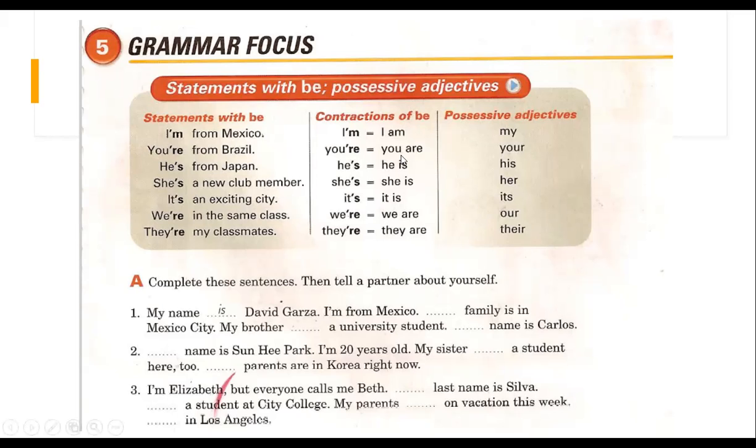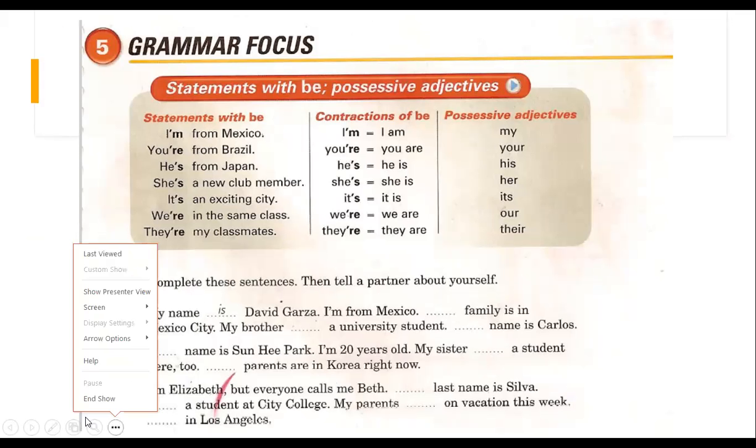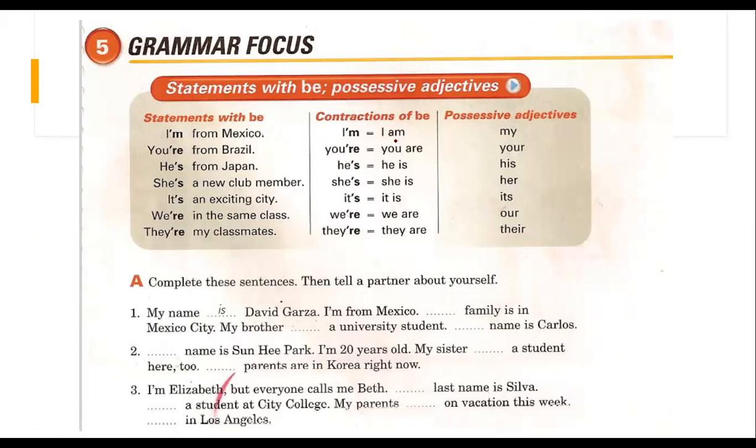And then we have your. I just want to emphasize something over here. Just pay attention for a moment. The contracted form of you are and your sound the same. It's the same pronunciation. All right? If I tell you, you are my best friend, I'm going to say, you are or you're my best friend.